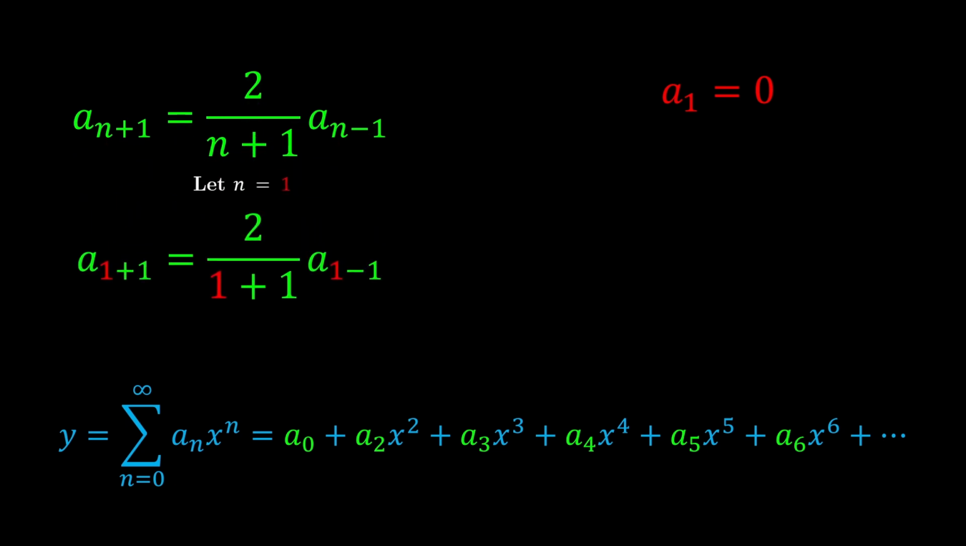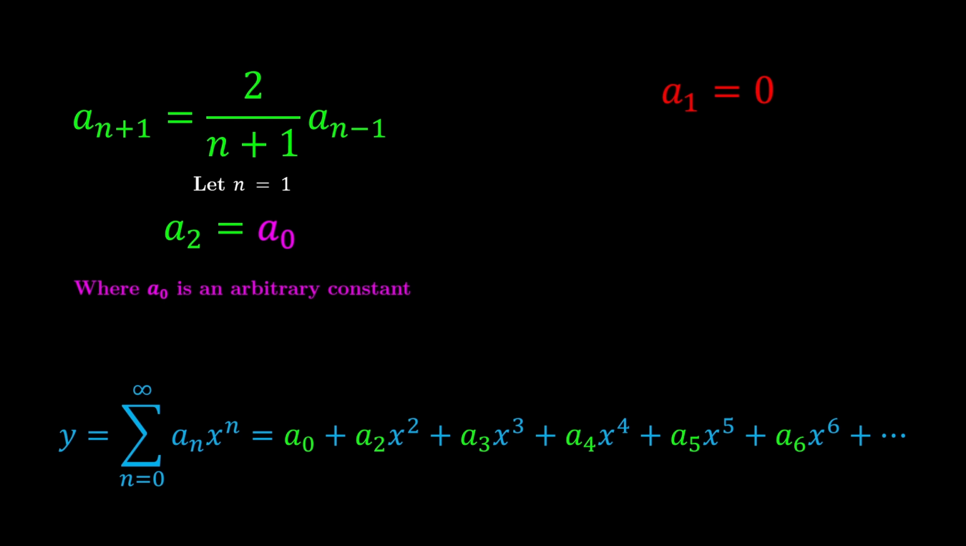Once we plug in n equals 1, we see that this leads to us obtaining a relation for a2. And we see that we end up with a sub 2 is equal to a sub 0, which means a sub 0 is an arbitrary constant, which makes sense since we would expect one integration constant arising since our original ODE was first order. We can plug this in for a sub 2.